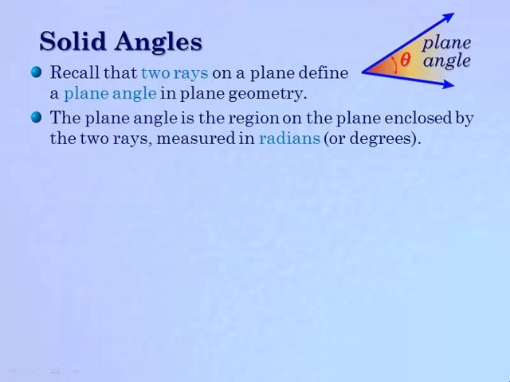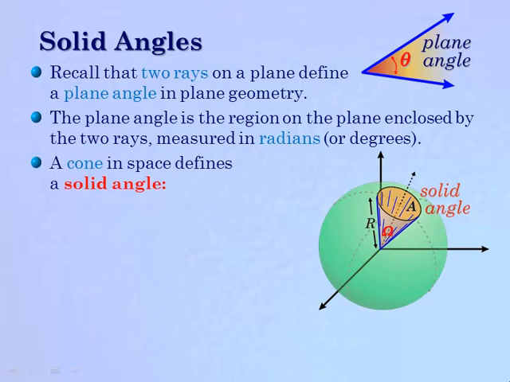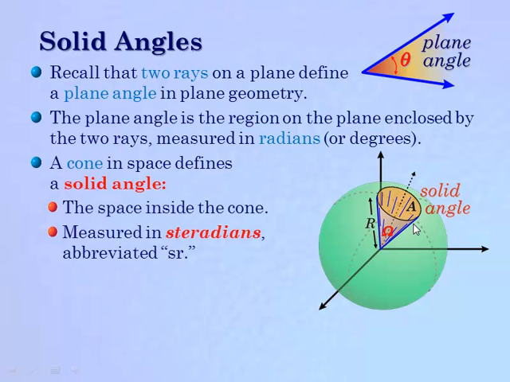A cone in space is what's used to define a solid angle. So you can imagine this being a sphere, and out from the center of the sphere comes this cone. How big this cone is, or how much space is inside this cone, tells us the measure of omega, the capital omega, which is the symbol that's often used for the measure of the solid angle.